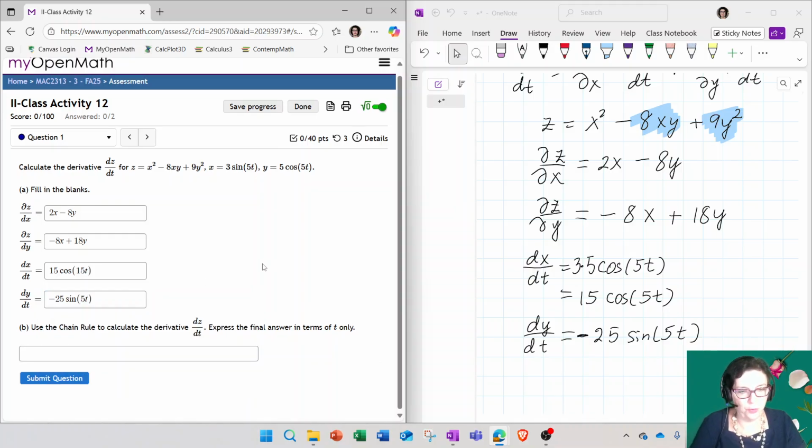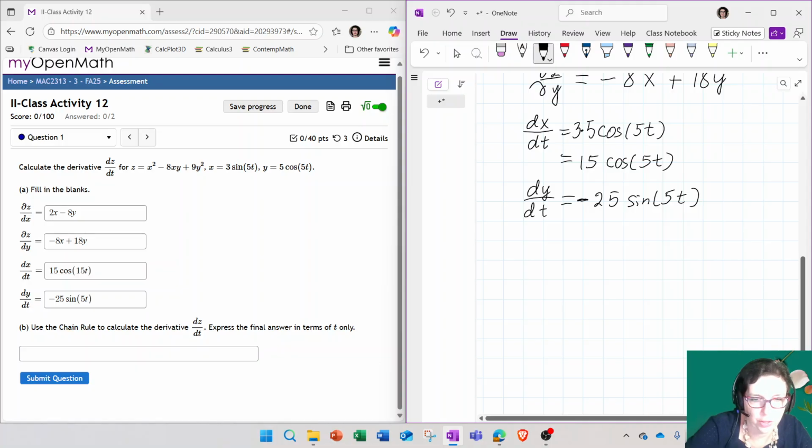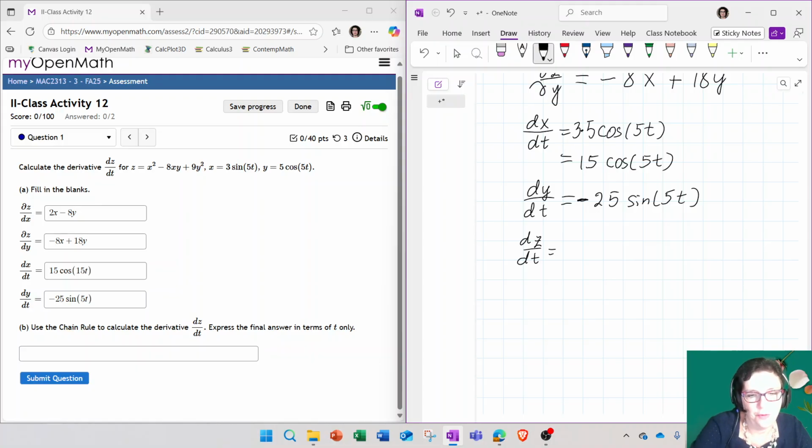Okay, so then we need to figure out this whole derivative thing. We're going to have to follow the branches, right? So we want to find the derivative of z with respect to t. Now this one is not partial, because if you were to substitute x and y in the formula, you will only have a function of t. By the way, another way to find this derivative is actual substitution. If you were to plug 3 sine 5t for x and 5 cosine 5t for y and simplify all of that and then take the derivative, you should get the same thing that I'm going to get right now using the chain rule.